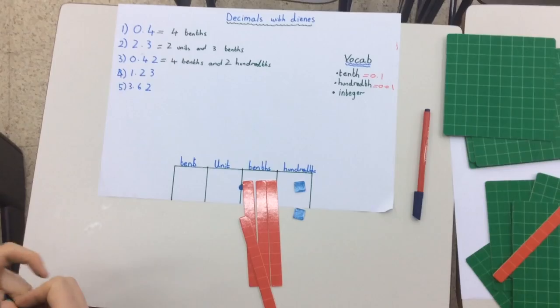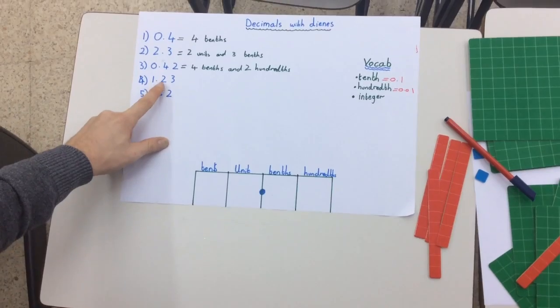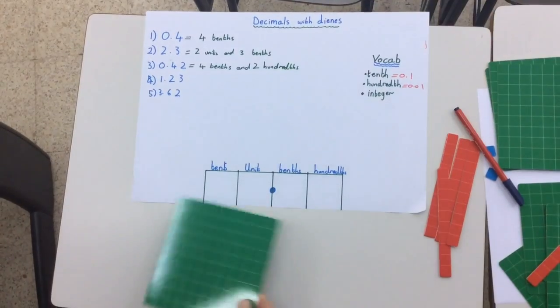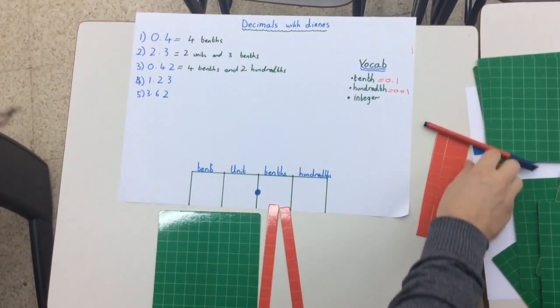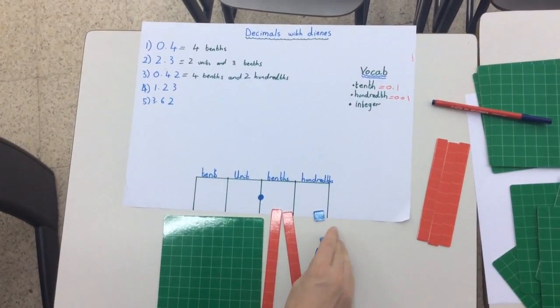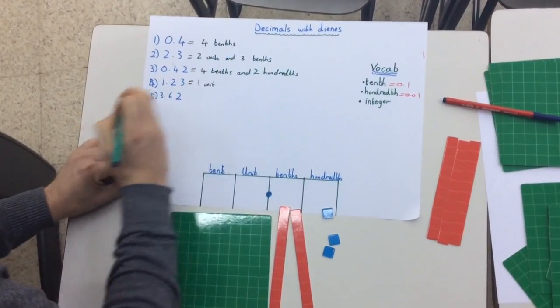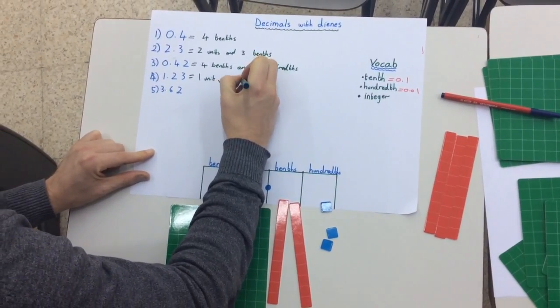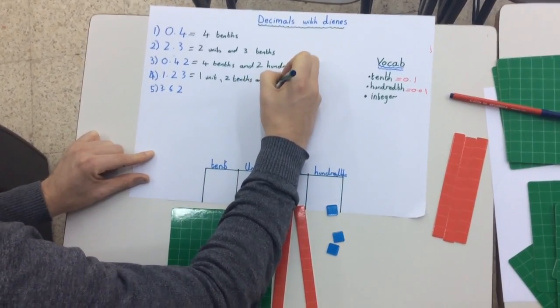Okay. Let's have a look at a couple more. This one says 1.23. So, how many units have I got? I've got 1. How many tenths have I got? I've got 2. How many hundredths have I got? I have 3. So this one is 1 unit, 2 tenths, and 3 hundredths.